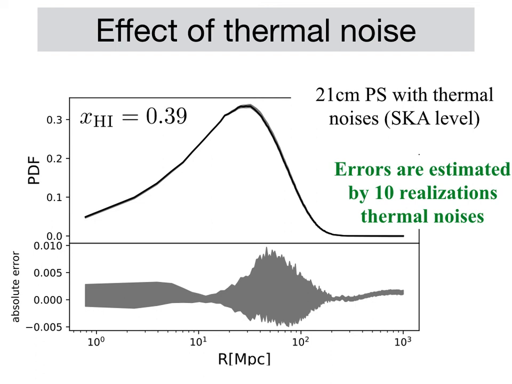And the bottom panel shows the absolute error between the true bubble size distribution and the obtained bubble size distribution. And we can find that the recovery works well even if we consider the observational noise in the 21 cm power spectrum. We assume SKA level noise.